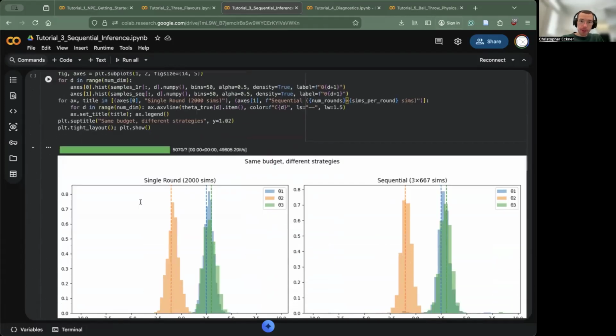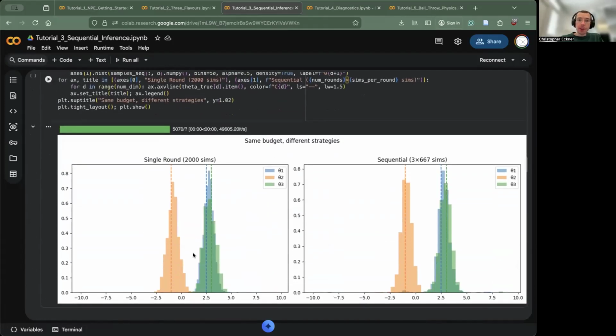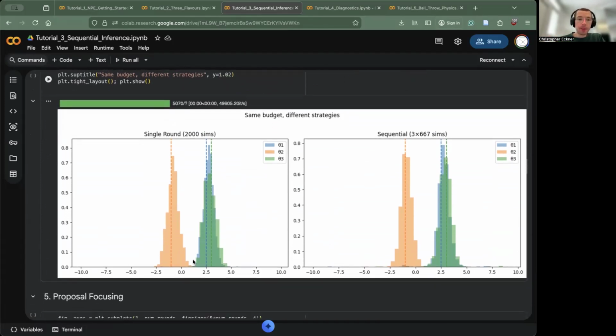Okay, we can compare this, and you see here for the single round, this is the result, and for the sequential run, you basically don't really see a difference. So it works. What you don't see in this very simple example is how the sequential run would actually be more accurate than the single run, because for this very simple example, it's very hard to design something that is not easy to infer. That's why you see it like this.